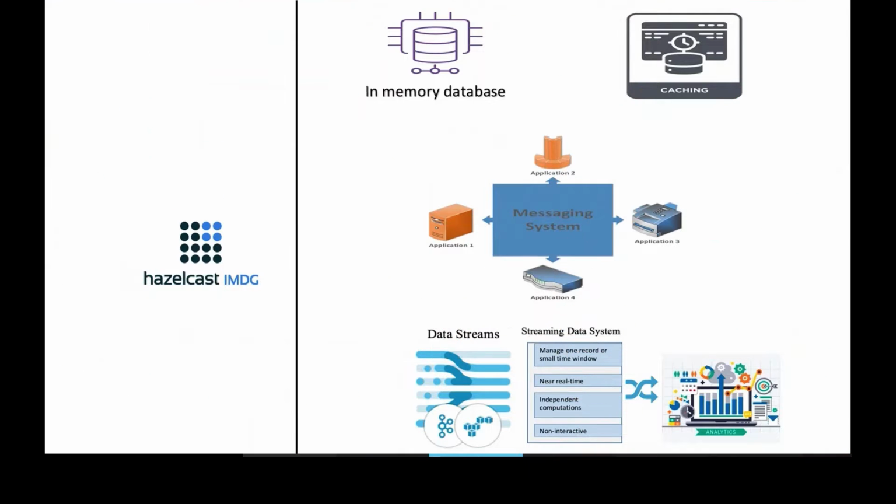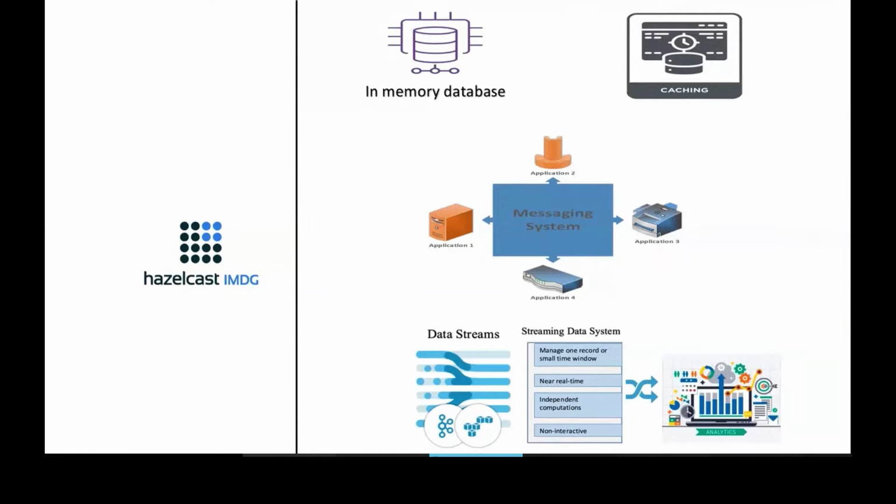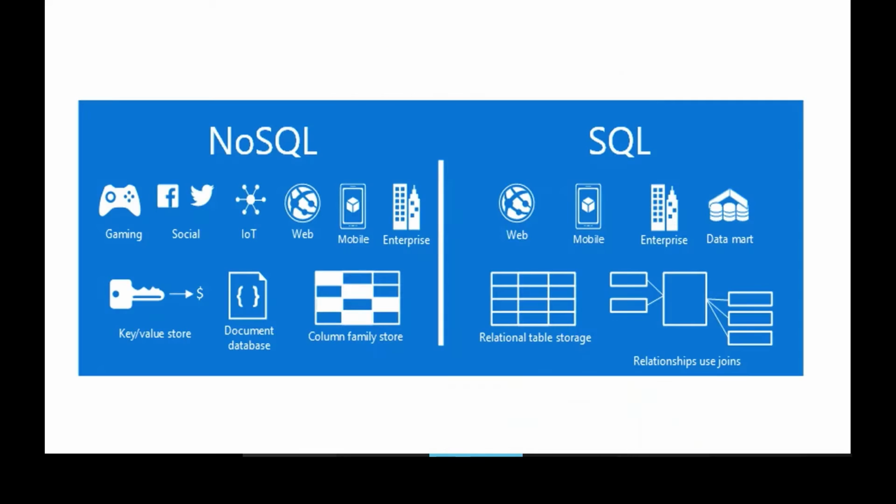So that's it. We understood. We're going ahead with IMDG first. And when it comes to IMDG, it offers an in-memory database solution. And apart from that, this in-memory data grid can be used for caching, it can also work like a messaging system, and we can also use it for data streaming. So that's what I have put forward so far.